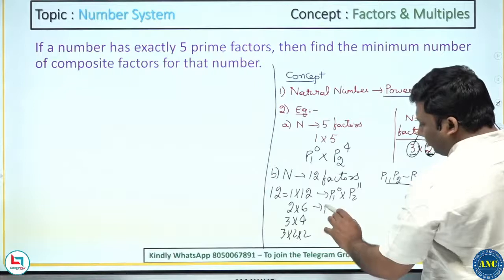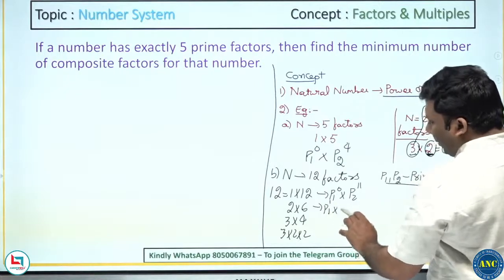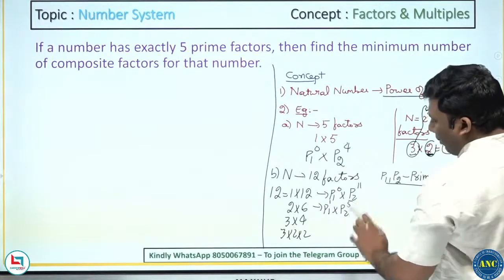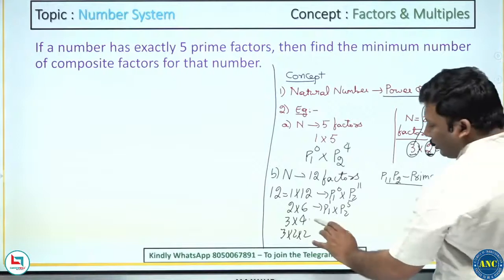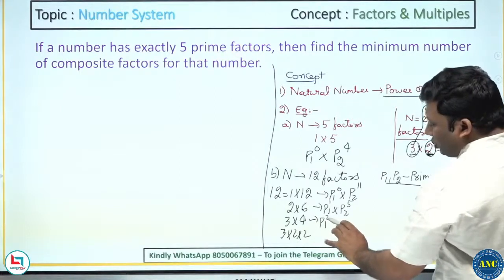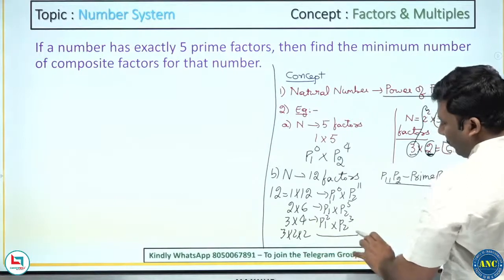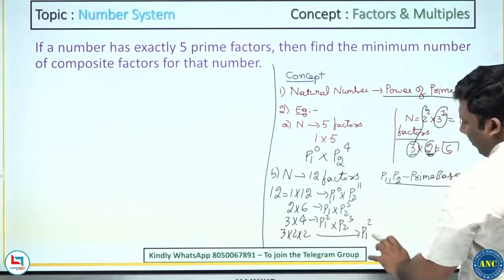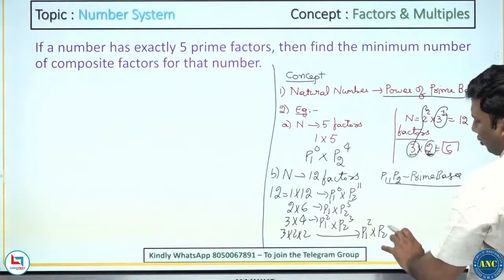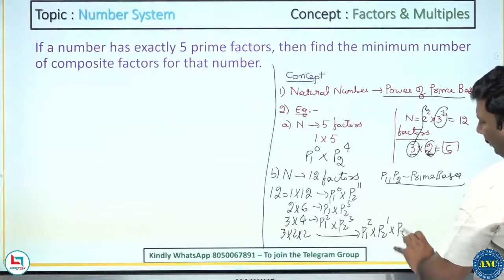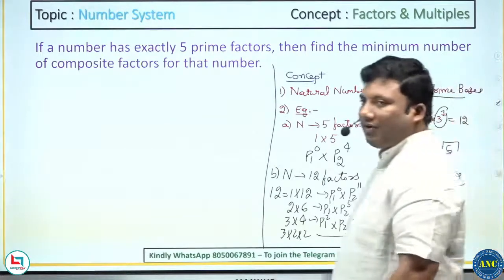If it is 2, power will be 1. If it is 6, power will be 5. If it is 3, power will be 2, so 0 to 2, 3 cases. If it is 4, power will be 3. If it is 3, power will be 2. If it is 2, power will be 1. If it is 2, power will be 1.